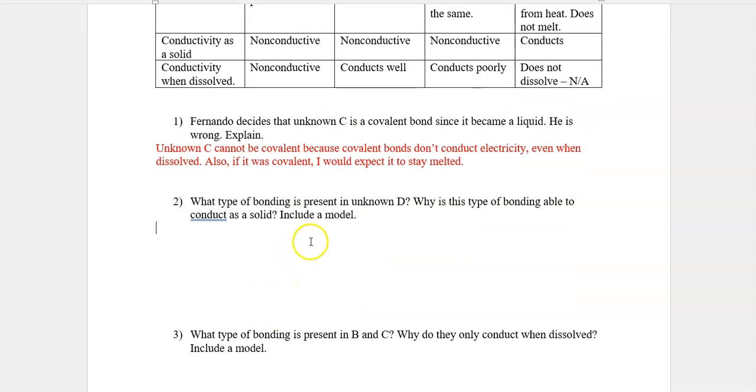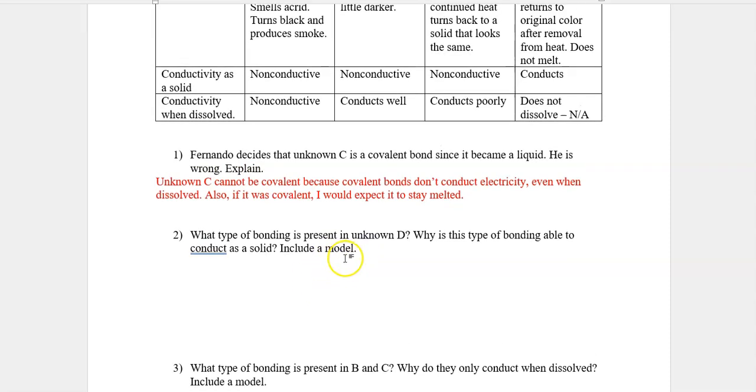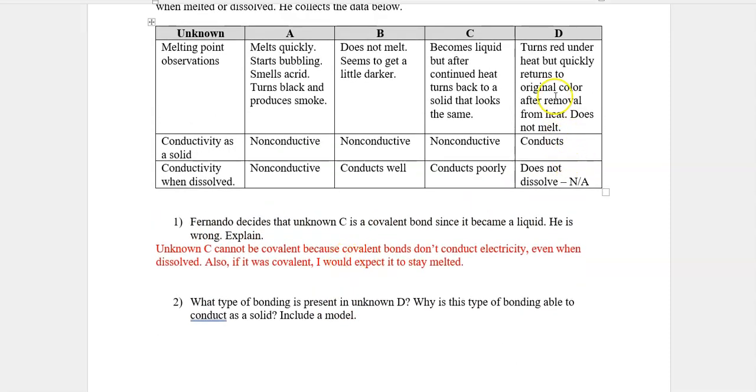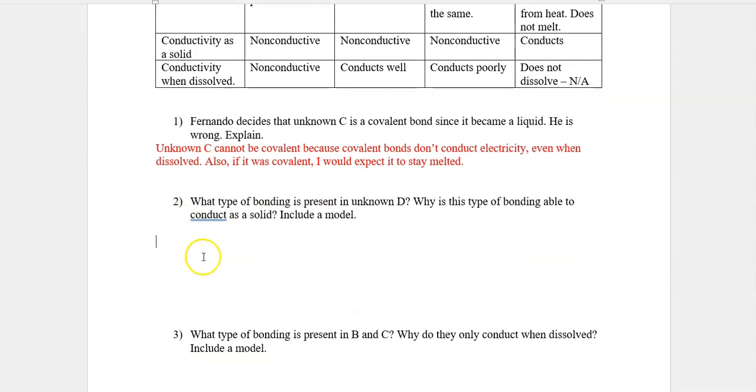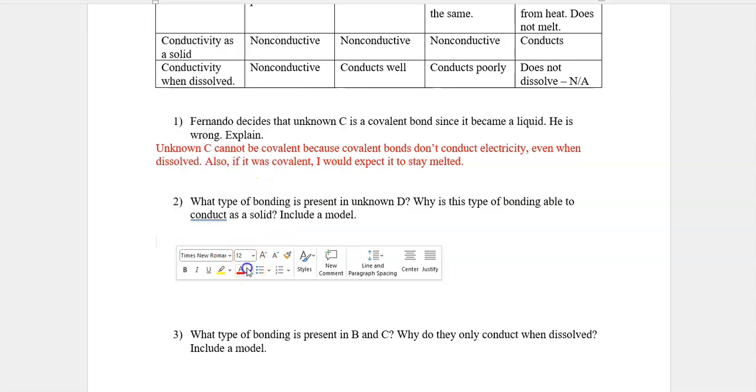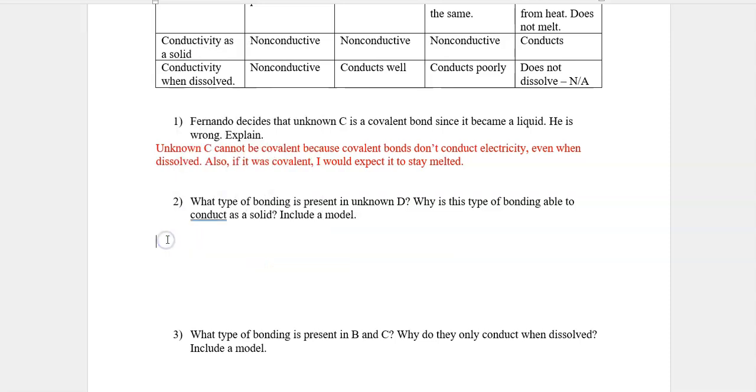What type of bonding is present in unknown D? Why is this type of bonding able to conduct as a solid? Include a model. So, conducts as a solid, that tells you right away it's metallic bonding, because that's the only one that conducts as a solid because it's got delocalized electrons. Unknown D must be metallic bonding because it conducts as a solid from the delocalized electrons.